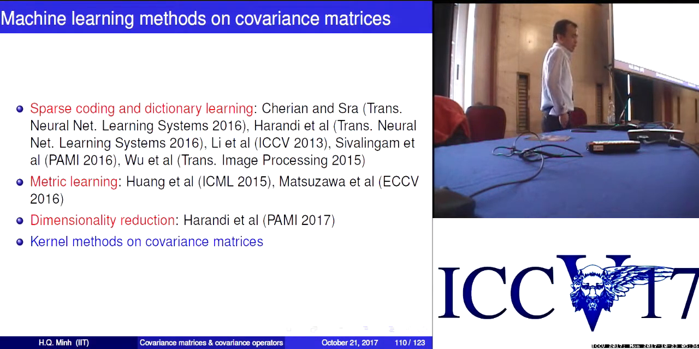Okay, there has been a lot of work recently on different machine learning methods and covariance matrices. There are a lot of papers on sparse coding and dictionary learning. There's work on metric learning, on dimensionality reduction, and also on optimization. So I will briefly talk about kernel methods on covariance matrices.